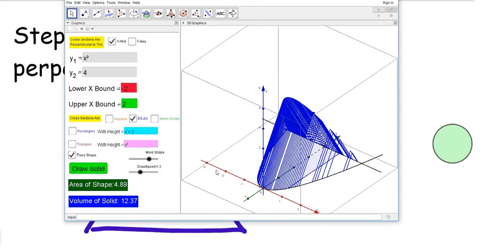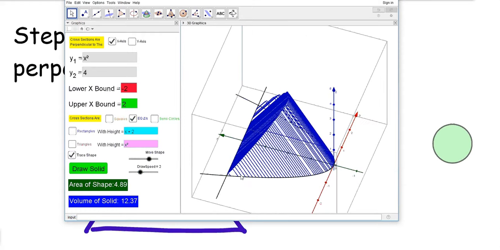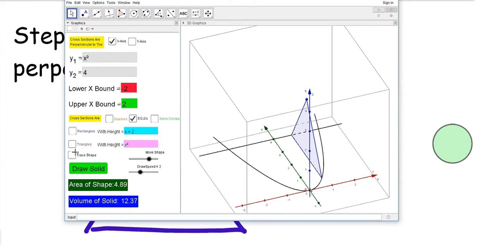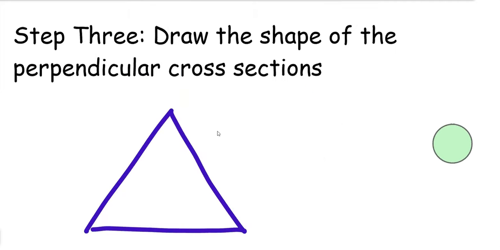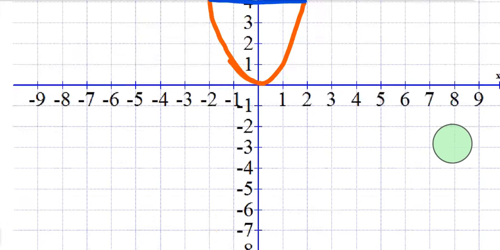You know, it's got a base with those 2 graphs, and it's got cross sections that are formed by equilateral triangles. So that's going to give you a very good perspective as to what we're trying to find. We're trying to find the volume of that solid. All right, let's move on to step 4.